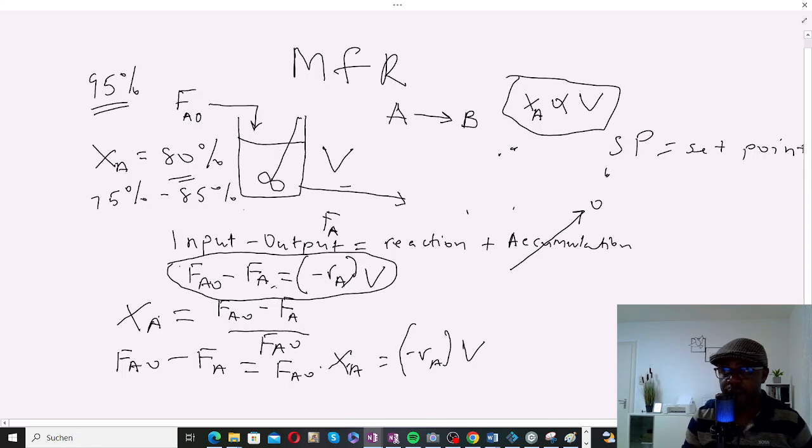Then you decide, what kind of control architecture am I going to use? Am I going to use a simple feedback control setup? Am I going to use a feed-forward control setup? Am I going to use an inferential control system? Am I going to use a cascade control system, ratio control, or what kind of control am I going to use? So that is what we are going to be looking at.